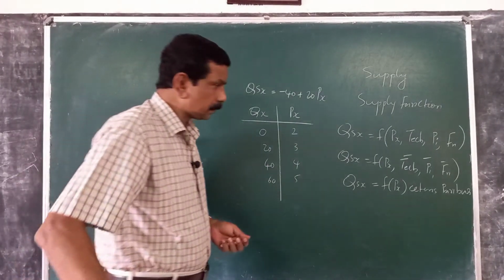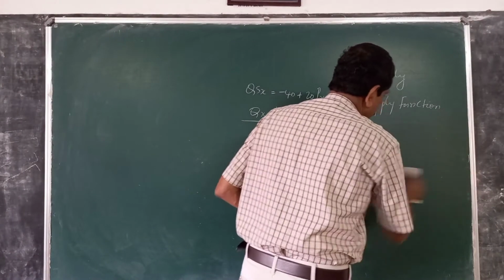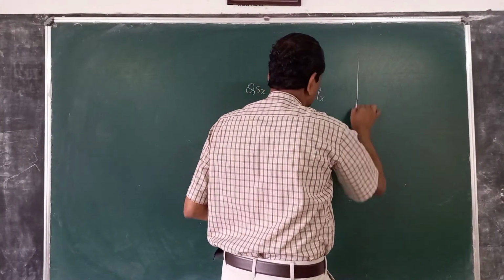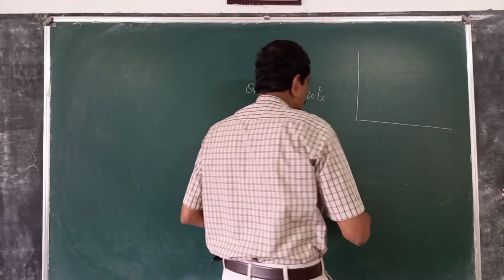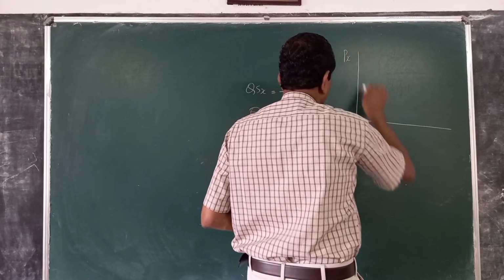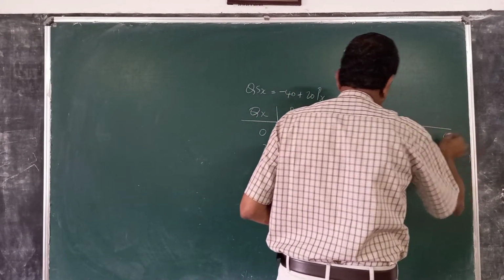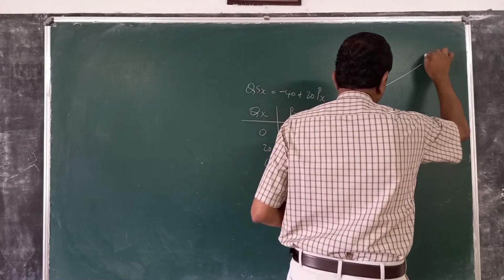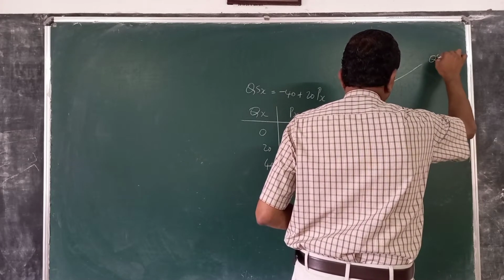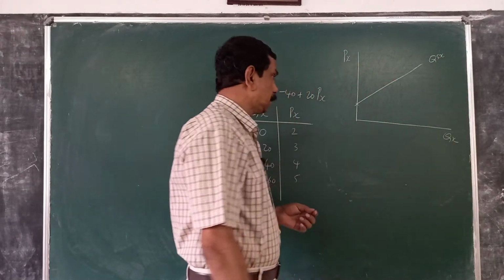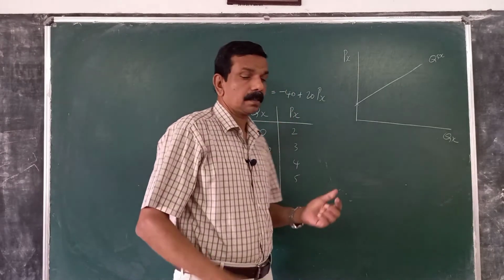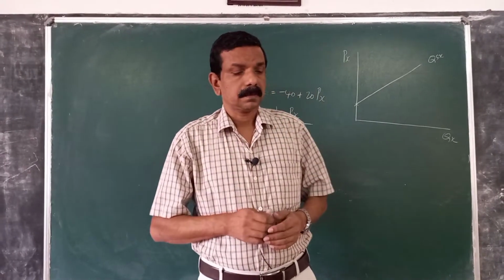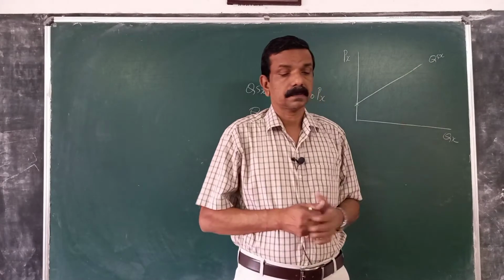And if you plot this supply schedule in the form of a graph, you will get the supply curve. As in the case of the demand curve, with Px and Qx, when Px is 2, Qx is 0. This is Qsx, an individual producer's supply schedule and corresponding supply curve. The slope of the supply curve, as you can see, is positive.